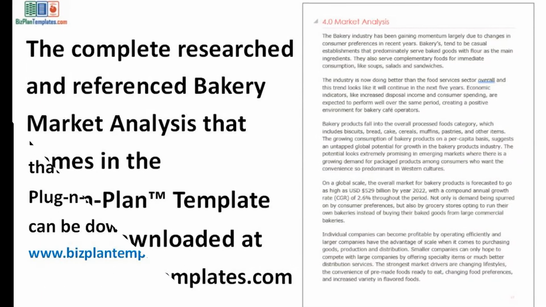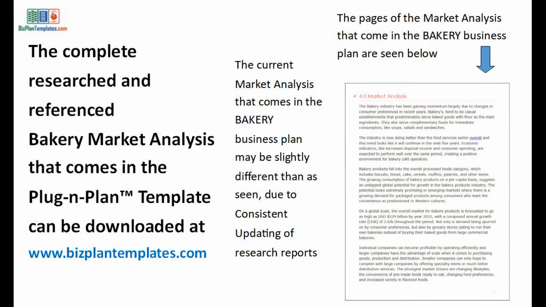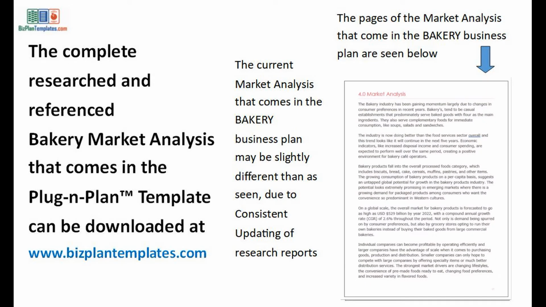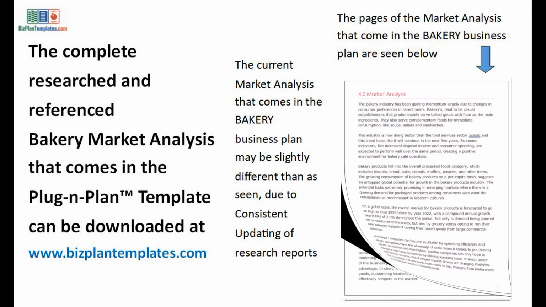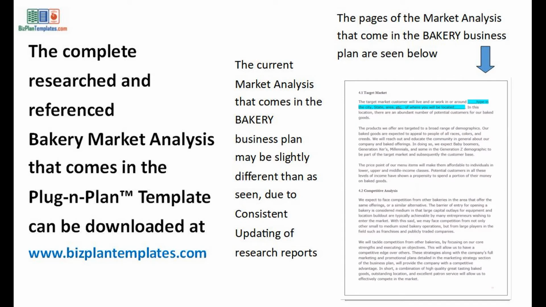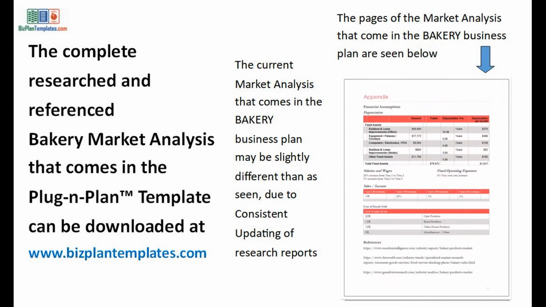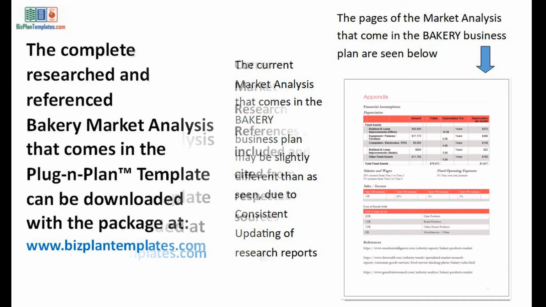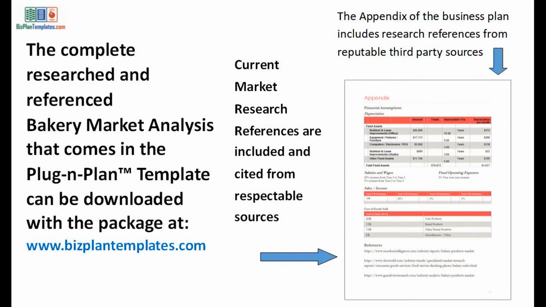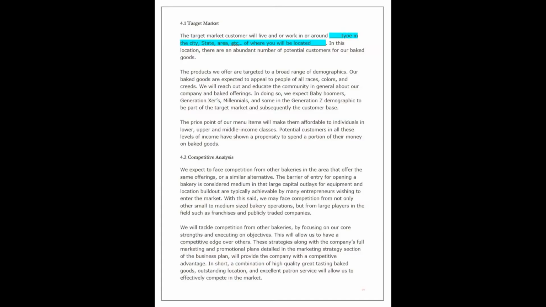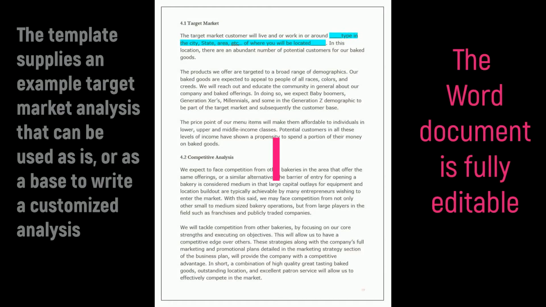In the plug-and-plan template, users are supplied with a solid market analysis that can be used. Research references are sourced in the back of the plan under the addendum section. In this section, the target market is also discussed for the business. The template provides a high-level target market analysis that can be used as is, or users can add to this area of the business plan by searching for some specific data about the target market they will be operating in.